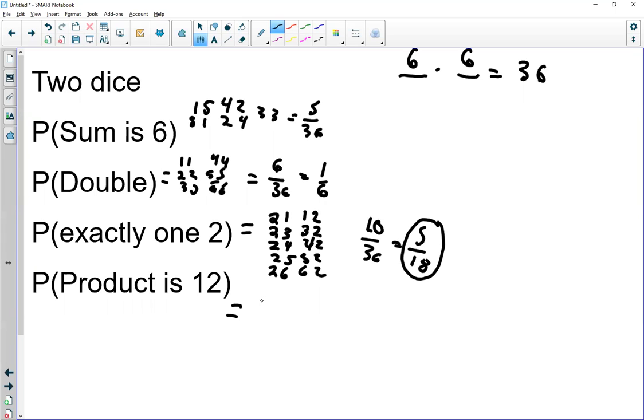The product is 12. So 3 times 4 equals 12. So 4 times 3 equals 12. And then 2 times 6 equals 12. And then 6 times 2 equals 12. This one will be 4 out of 36, which is 1 over 9.